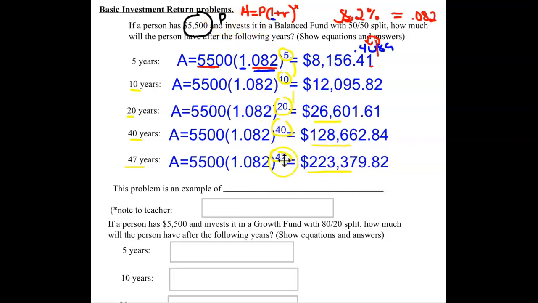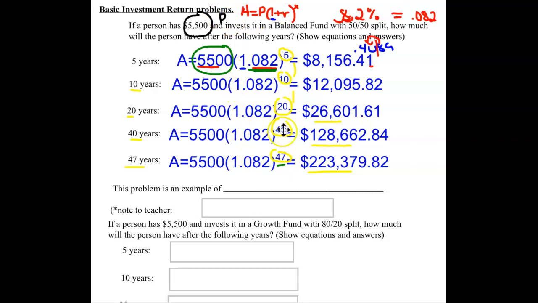Now we chose 47 because if you are 18 right now, 47 years from now, you will be 65. And that's a typical retirement age. So we're looking at what happens if you had put $5,500 in right now when you're graduating from high school. If you had invested $5,500 in an account that was paying 8.2% average return each year, and you just left that money in there for 47 years, you would have $223,000 instead of your $5,500. So it's grown quite a bit.